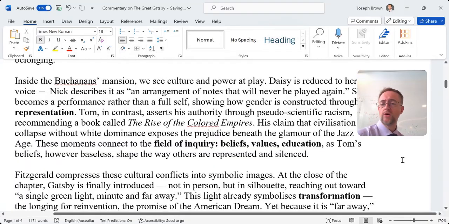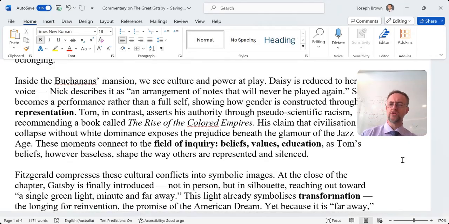Inside the Buchanans' mansion, we see culture and power at play, and some beautiful descriptions in the first chapter. Really, they're almost allusions to show you the rich culture and the absolute power that they have. And it comes in different forms, from the physical power of Tom to the economic power of the Buchanans and the Buchanan name, to the cultural power of these richly decorated and beautiful surroundings they have.